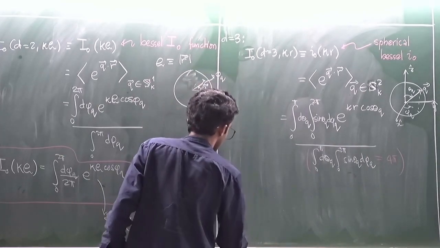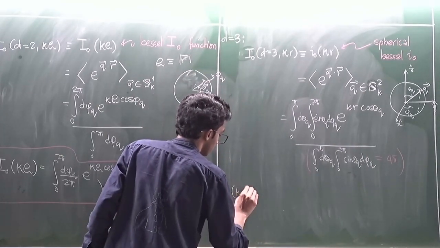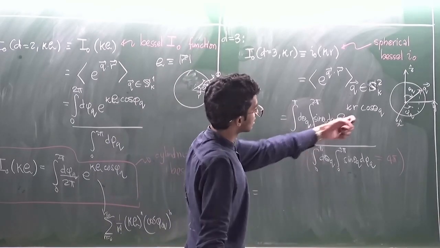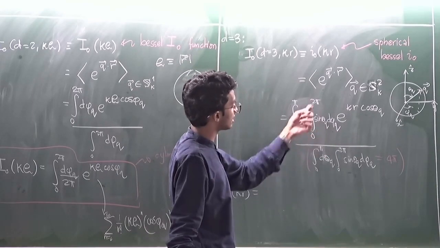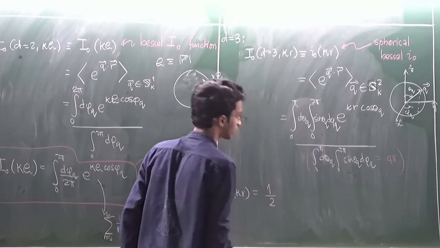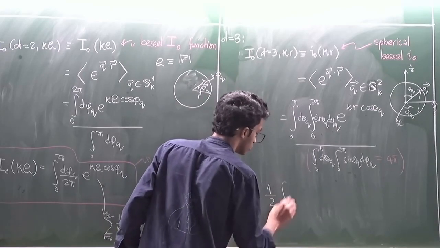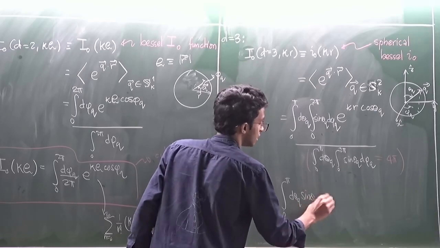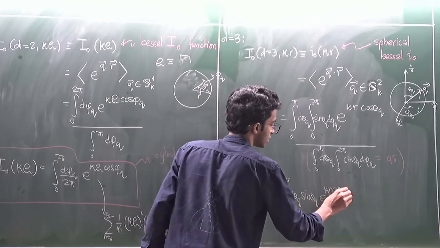Spherical Bessel I0 has a closed form expression. I naught of kappa r is just equal to 1 by 4 pi. But this does not have a phi dependence, so this phi integral can be done, so that gives a 2 pi. So that's a 2 pi by 4 pi, that's a half. And then you have to do a theta integral, 0 to pi, d theta q, sin theta q, e to the kappa r cos theta q.